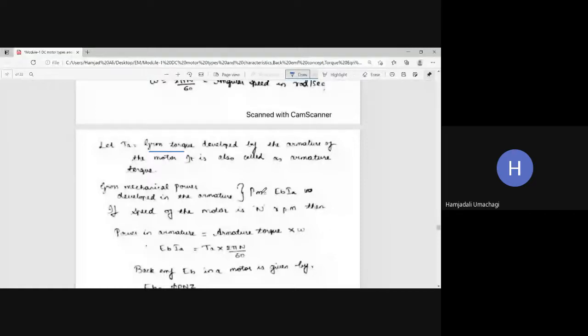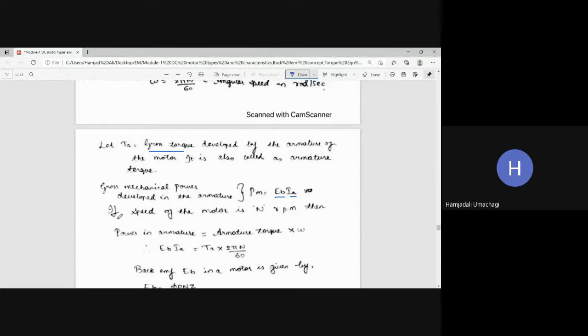Power means what? It is a product of voltage into current. This is the basic equation. But now here we are calculating armature power. Which type of voltage will the armature have in the DC motor? What is the voltage quantity in the armature? Back EMF, right? That voltage is nothing but the back EMF, and because of this voltage there will be certain armature current, that is IA. So gross mechanical power developed in the armature PM is equal to V into I. In place of V, we are considering back EMF, which is the voltage quantity, and I is nothing but the armature current. So this is the gross mechanical power developed in the armature.